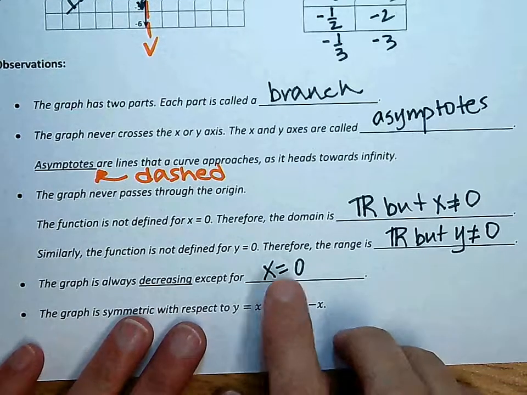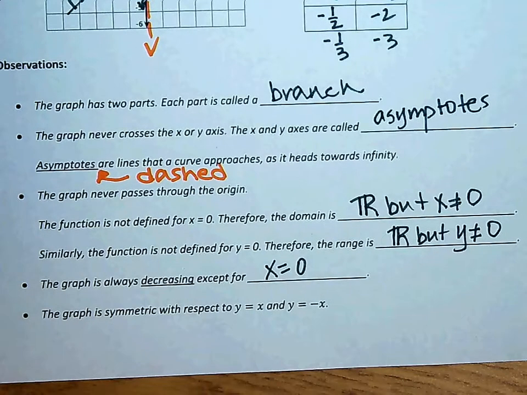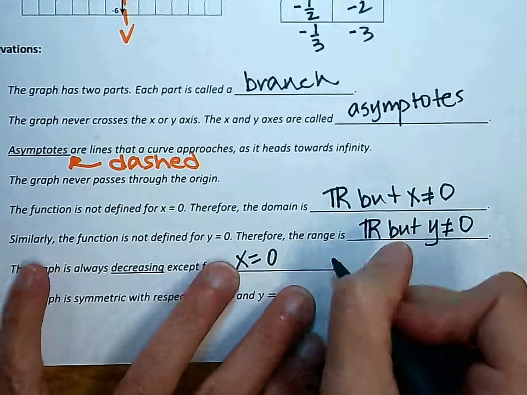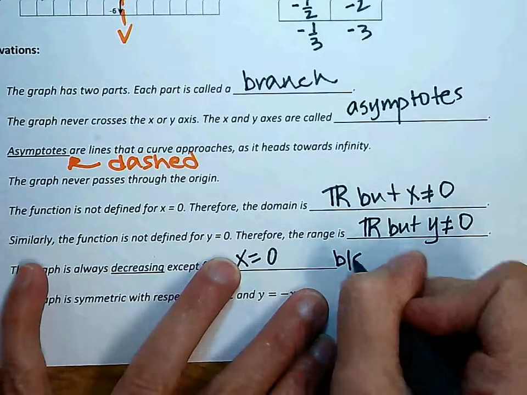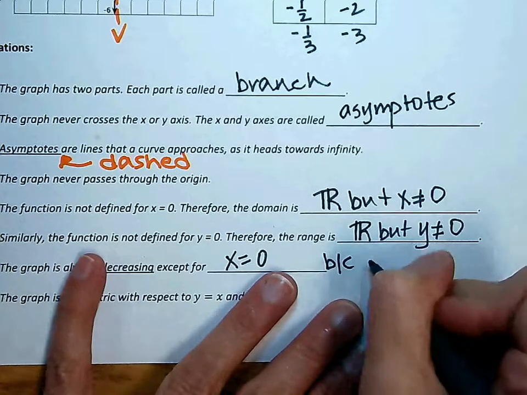Okay, so now, let's look here. We said X can't be 0. We are going to put a little bit of a reason because it is not defined here.